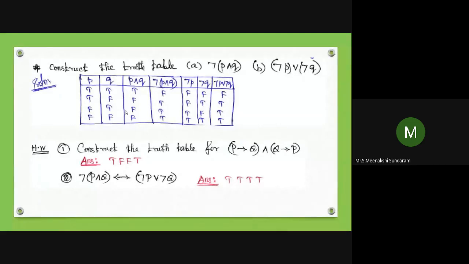Second, question B: negation P, disjunction, negation Q. First find the negation of P, then the negation of Q, then go for the disjunction. Similarly, you can write for the other cases and solve them, for example true, false, and so on. We can use the statement here.